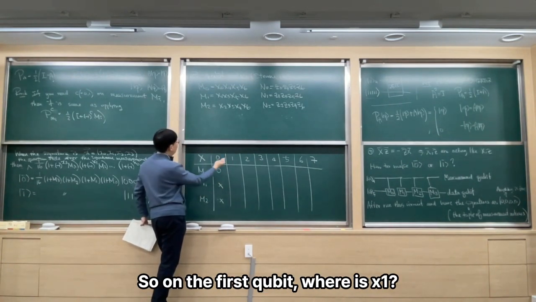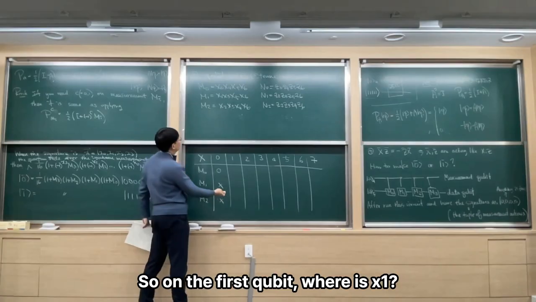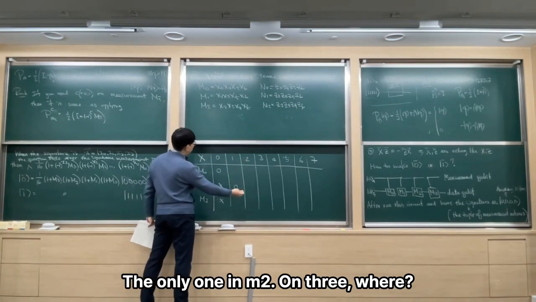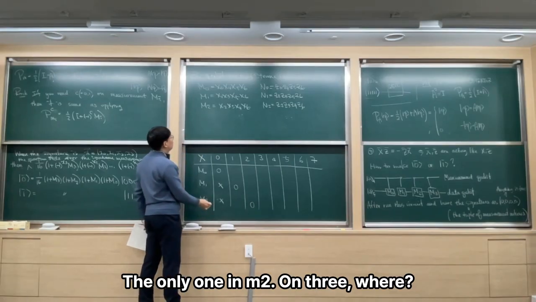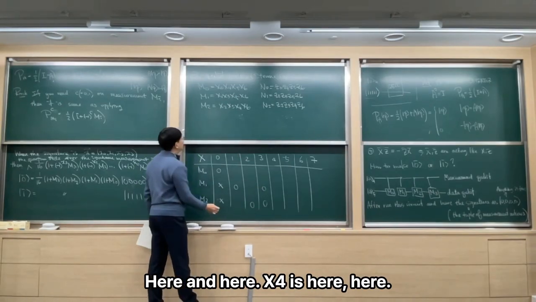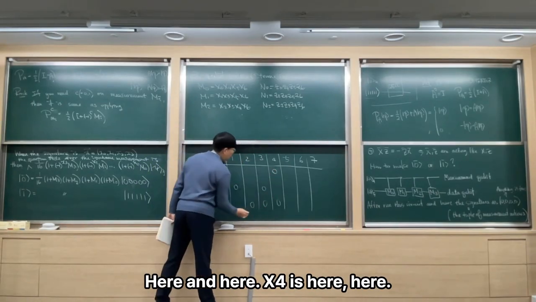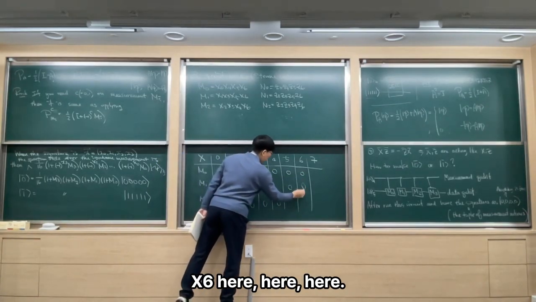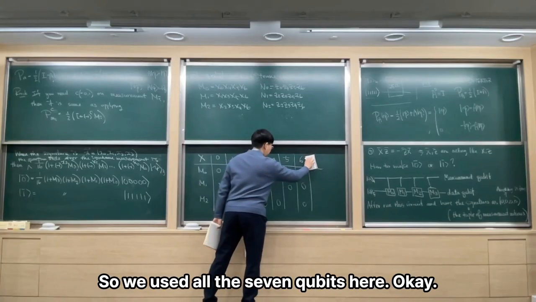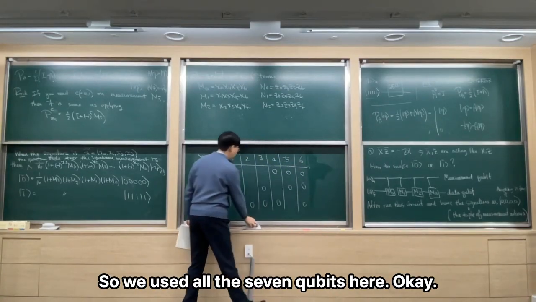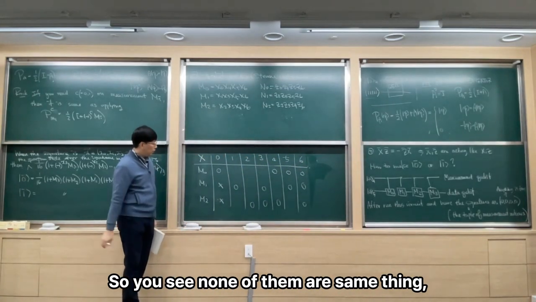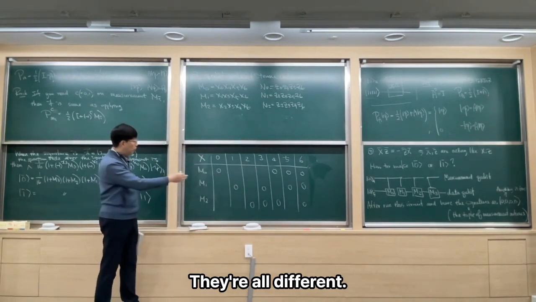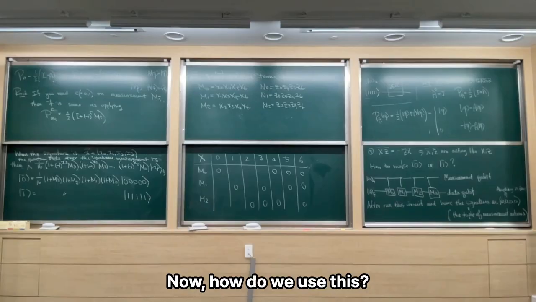On the first qubit, where is X? Only in M1, right? Where is X on qubit 2? Only in M2. On 3, where? Here and here. X4 is here, here. X5, here and here. X6, here, here, here. Sorry, so this is 7, right? We used all the 7 qubits here. Okay. So you see none of them are the same. I don't see the same signature anywhere. They're all different.